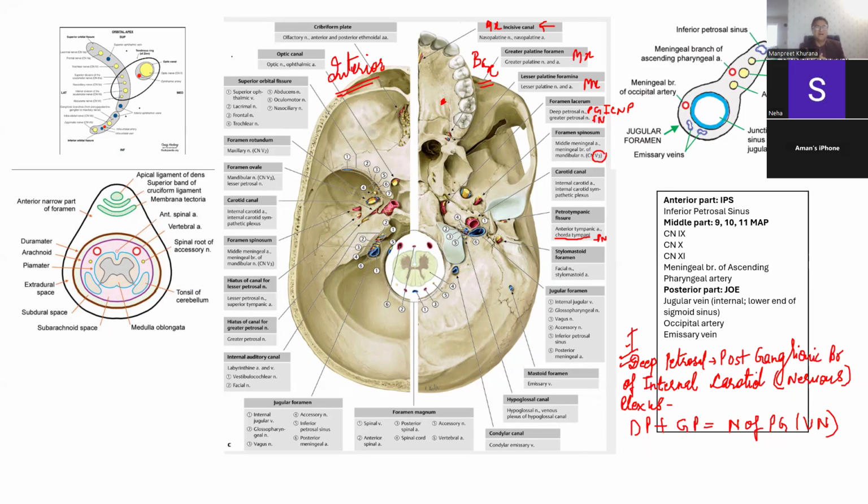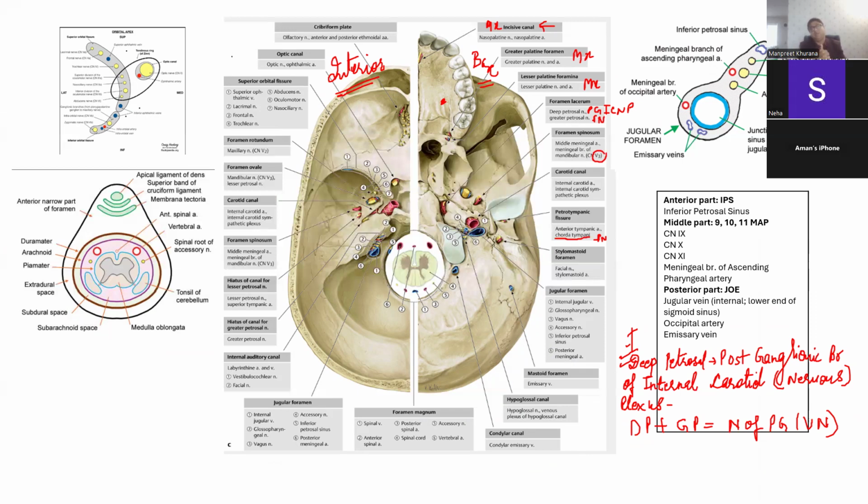Okay. Jugular foramen. Anterior part IPS, middle part 9, 10, 11 MAP, posterior part Joey. Very nice. You will never forget it now. Okay. So mastoid foramen, they never ask it. Hypoglossal canal, we know hypoglossal nerve. Condylar canal, they never ask it.